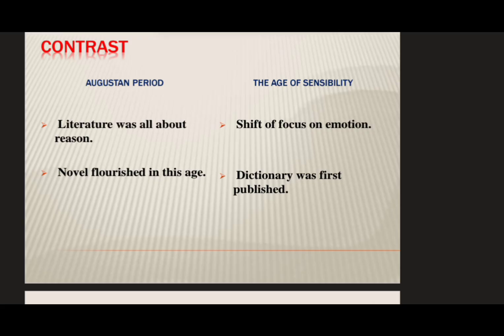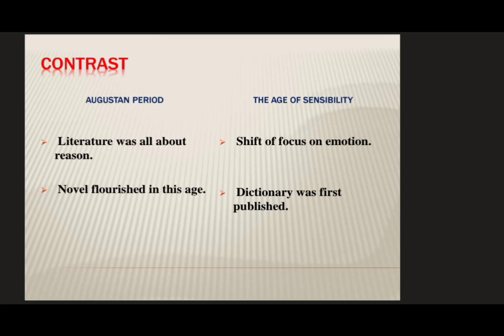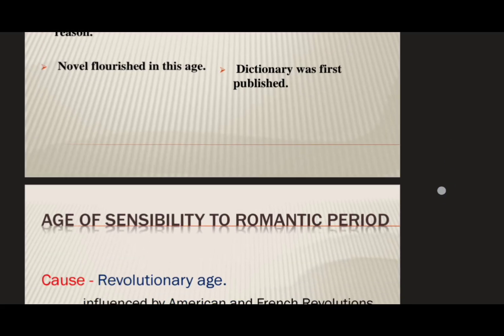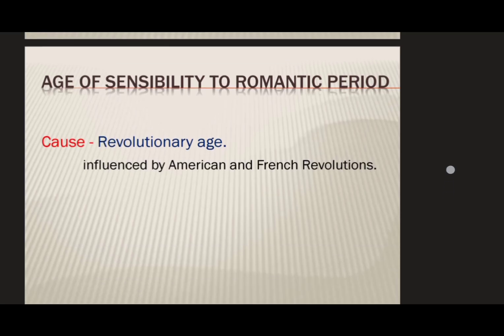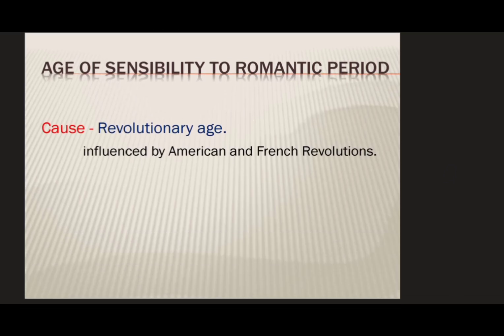Moving ahead, we have a shift from age of sensibility to romantic period. The cause was the revolutionary age influenced by American and French revolutions. American Revolution happened because Americans wanted freedom from British rule, and French Revolution took place because they wanted to rebel against the monarchy in France. So these two revolutions somewhat affected England and its literature.